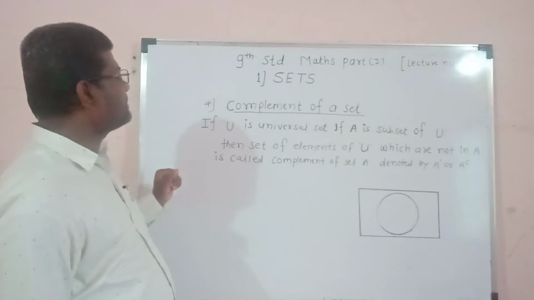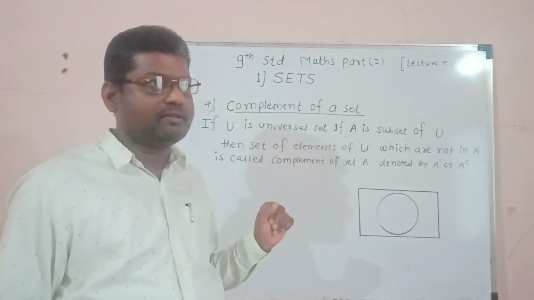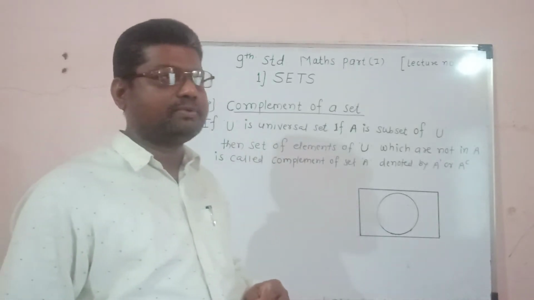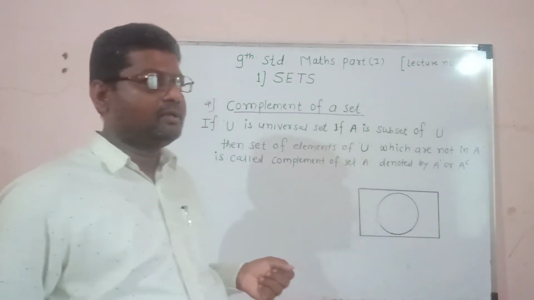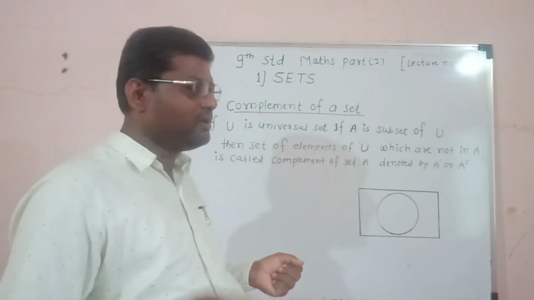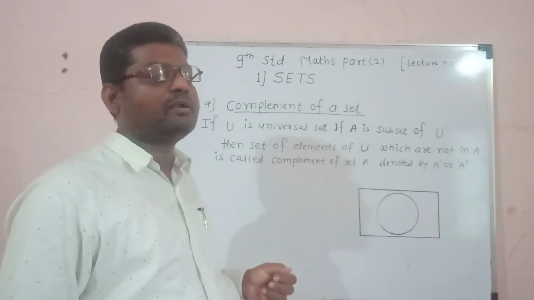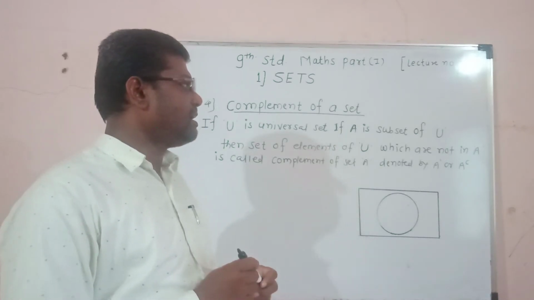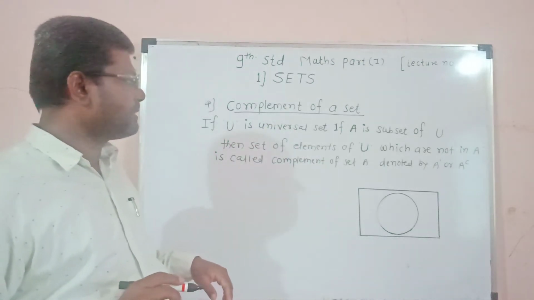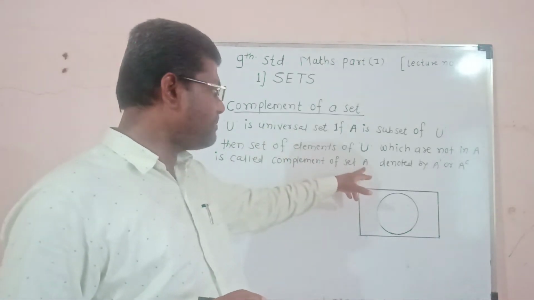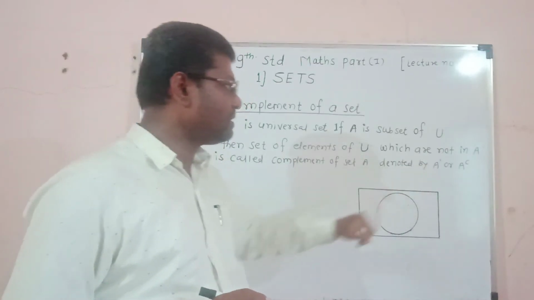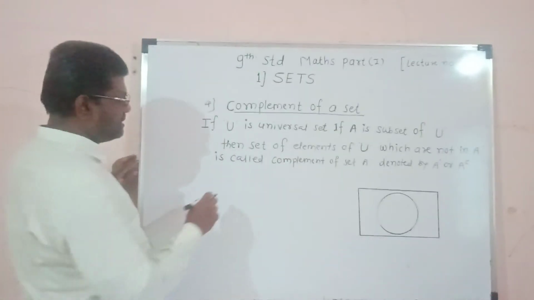Now, complement of a set. Suppose U is a universal set and A is a subset of that set, then the set of elements which are in U but not in A are called the complement of set A. Complement of set A is denoted by A dash or A raised to C.